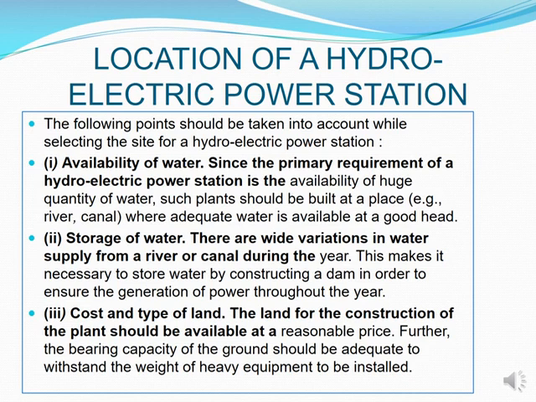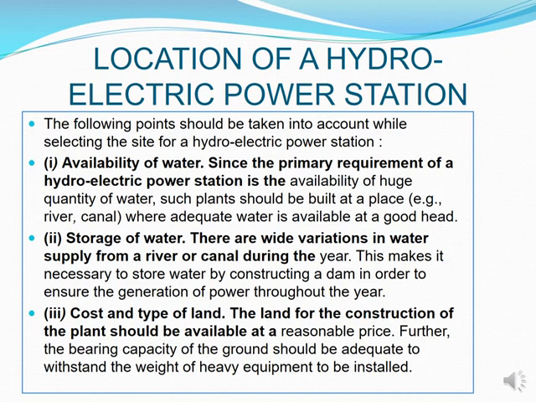Then we talk about the storage of water. There are wide variations in water supply from a river or canal during the year. So it becomes necessary for us to store water when there is greater water supply during the year. We do this by constructing a dam in order to ensure that the generation of power can happen throughout the year, so that it's not a seasonal thing only when there is great rainfall.